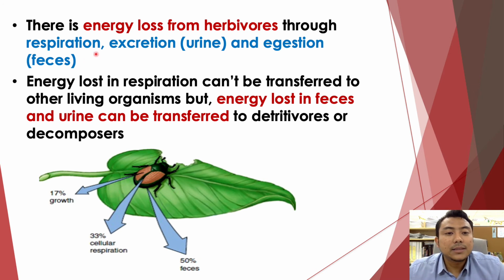So there is energy loss from herbivores through respiration, excretion iaitu urine, dan juga egestion iaitu buang oleh feces lah. Okay, iaitu najis. Energy loss in respiration can't be transferred to other living organisms, but energy loss in feces and urine can be transferred to detritivores or decomposers. Walaupun najis dan urine tu masih lagi boleh dipass kepada haiwan pengurai ataupun decomposer ini. Okay.